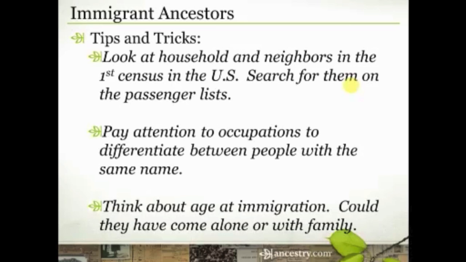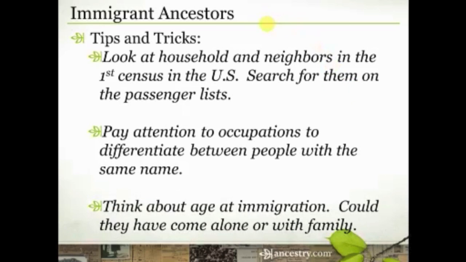So do the math. Figure out how old they were when they immigrated. If they were under 10 or 12 years old, you can make some assumptions around the fact that they likely immigrated with a parent. If they're over the age of 10 or 12 years old, it's very possible that they immigrated alone or with an older sibling. So the more you can find out about those family members, the more likely you are to key in on that correct passenger list.